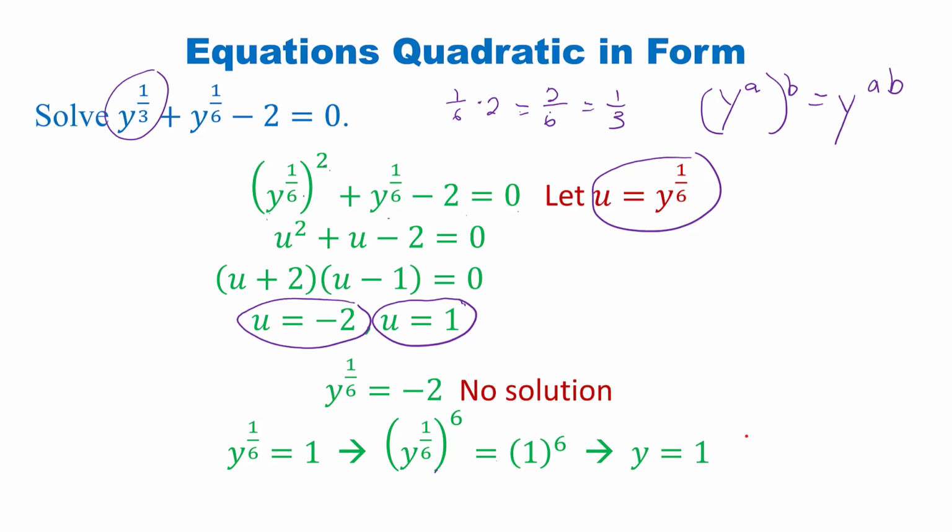If I wanted to double check that y equals 1 works, I could go back to my original equation and plug in 1. I'd have 1 to the 1/3, which is 1, plus 1 to the 1/6, which is 1, minus 2 equals 0, and that does work. So it never hurts to check your answer.